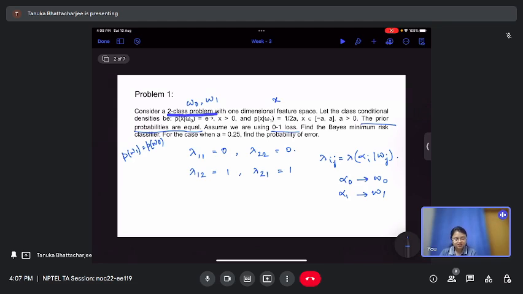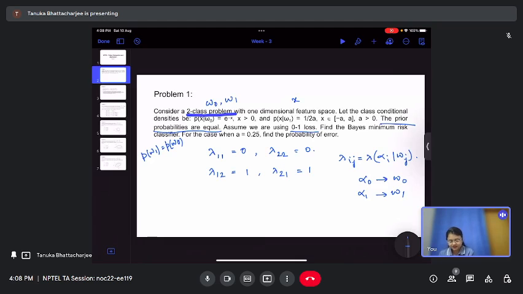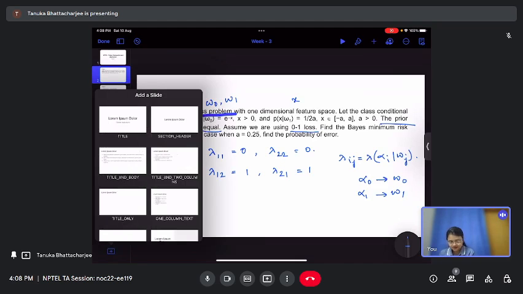Now the question is, find the Bayes minimum risk classifier, and for the case when a equal to 0.25, find the probability of error. So let us start with finding the Bayes minimum risk classifier.